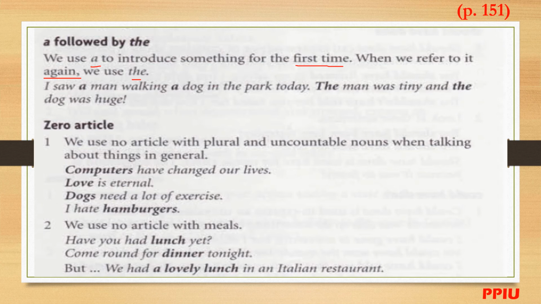I saw a man walk a dog in the park today. The man was tiny and the dog was huge. You got it? The first time, a man, and the second time, the man. The same with a dog, and then the dog. So that's it about "a" followed by "the": the first time you use "a", and the second time you use "the". Let's move to zero article.